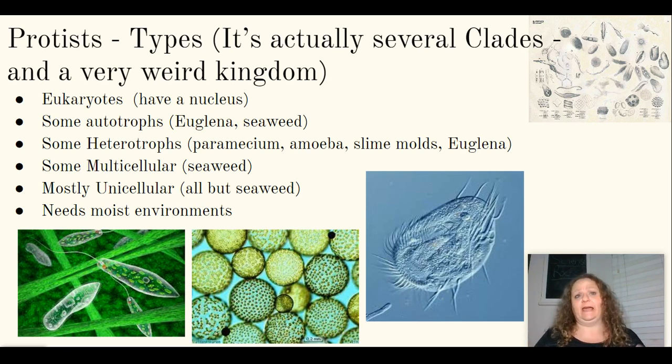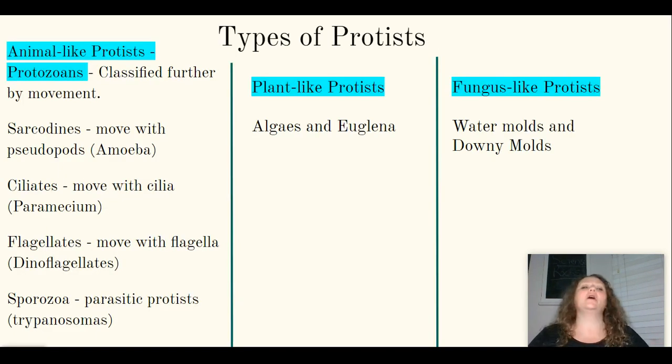So, to recap, the things that protists have in common is they all have a nucleus and they like to live in moist environments. That's actually about it. That's what they have in common. This is the kingdom that sort of breaks the rules. In addition, that's why it's known as the junk drawer kingdom. Basically, if it doesn't belong anywhere else, this is where we're going to classify it. Let's talk about those 3 clades.